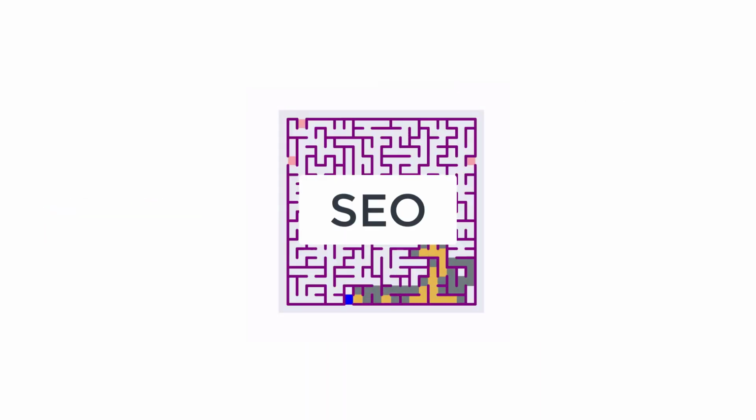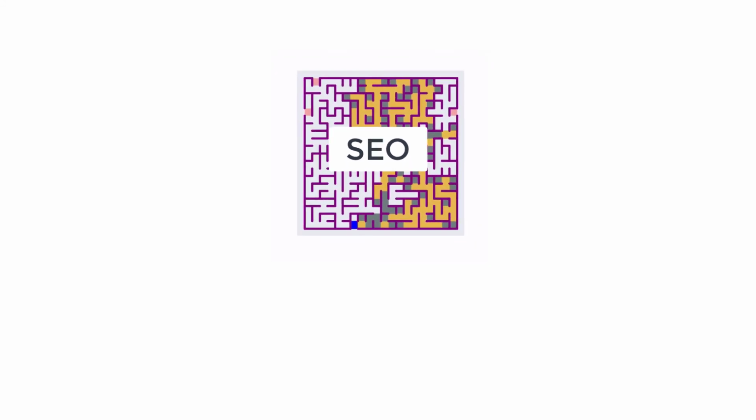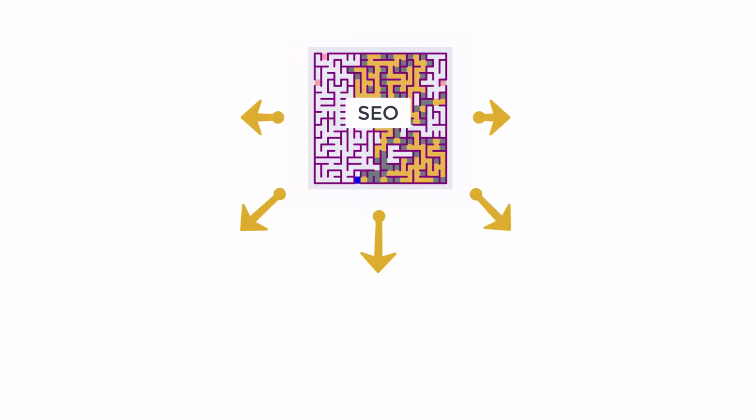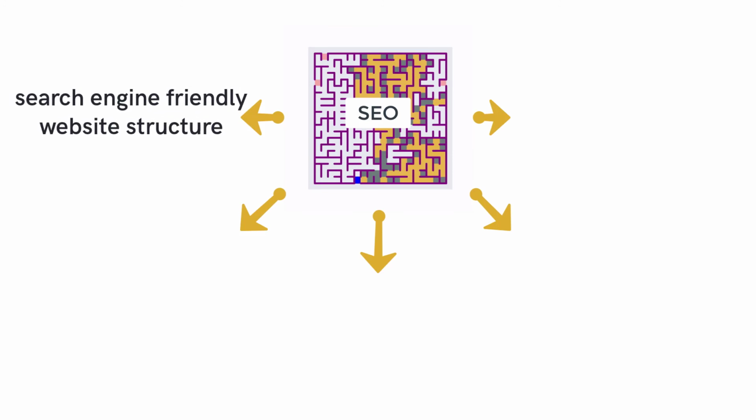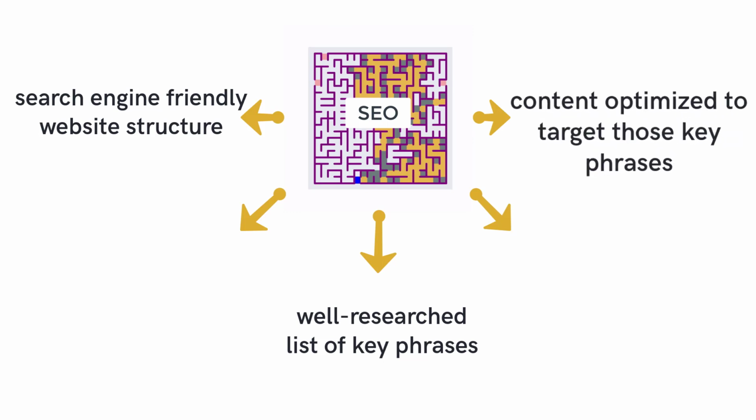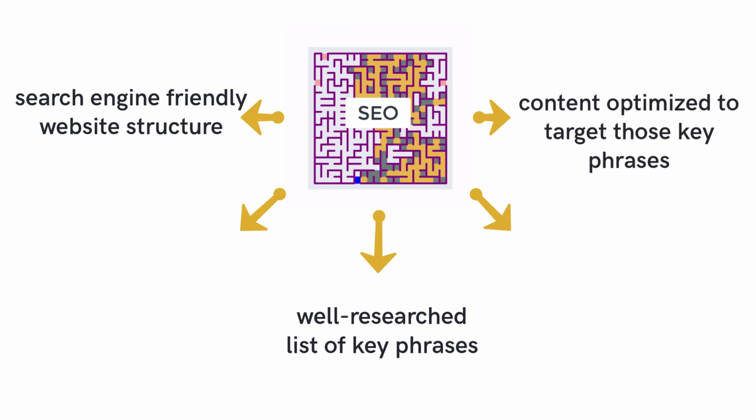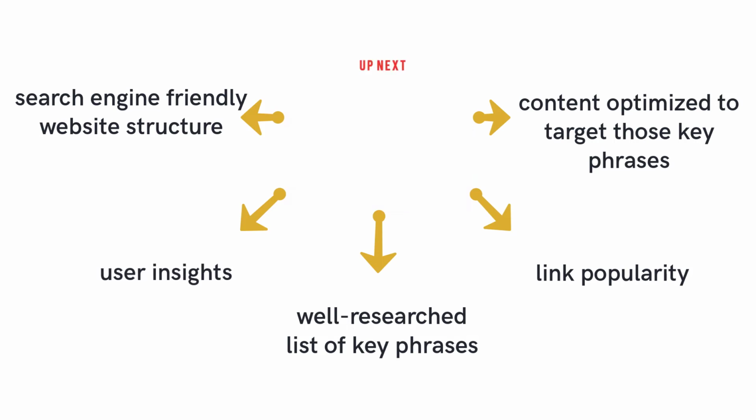Search engine optimization may seem like a complicated and highly technical practice. However, it can be easily broken into 5 main areas: a search engine-friendly website structure, a well-researched list of key phrases, content optimized to target those key phrases, link popularity, and user insights. In the next series of videos, we will discuss these 5 main areas one by one.